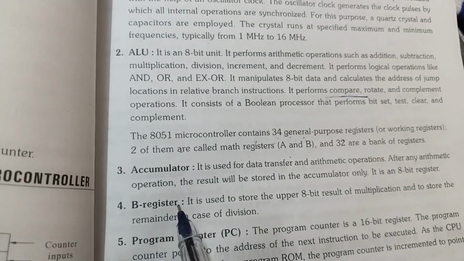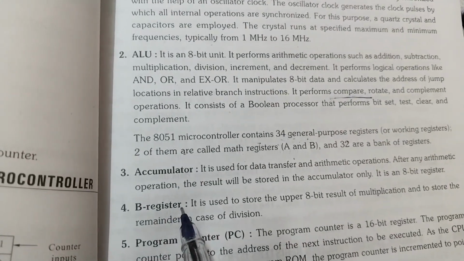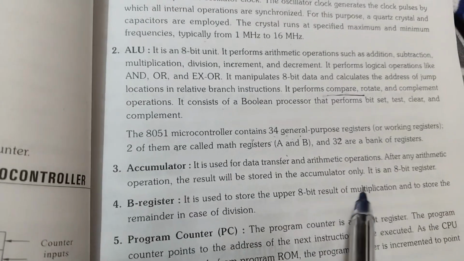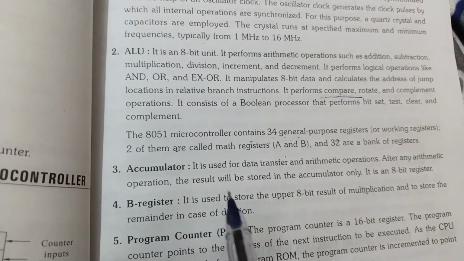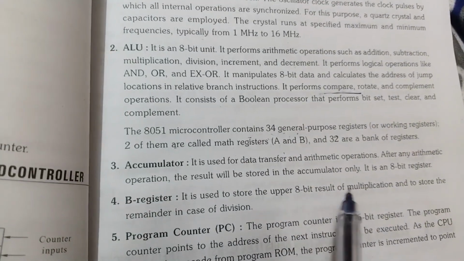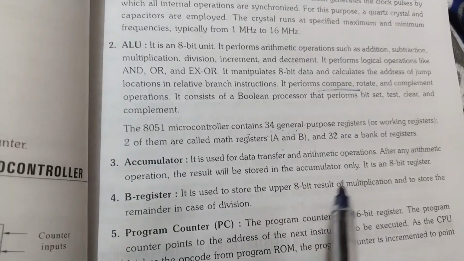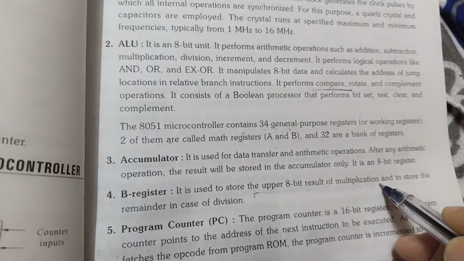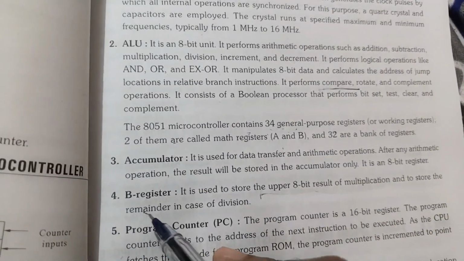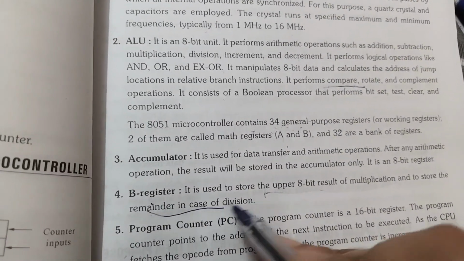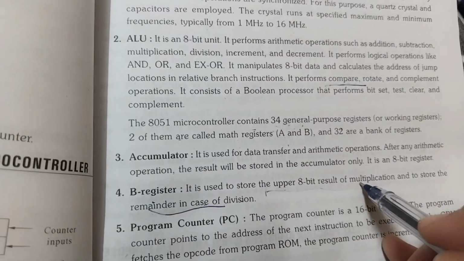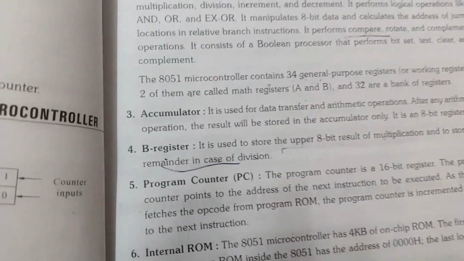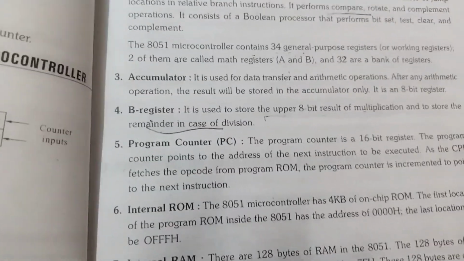But when the B register is used, it is used in case of multiplication and division. While performing multiplication, the upper 8-bit result of multiplication is stored in the B register, and the remainder is stored in the B register in case of division. So upper 8 bits in case of multiplication and remainder in case of division. These two results are stored in the B register.